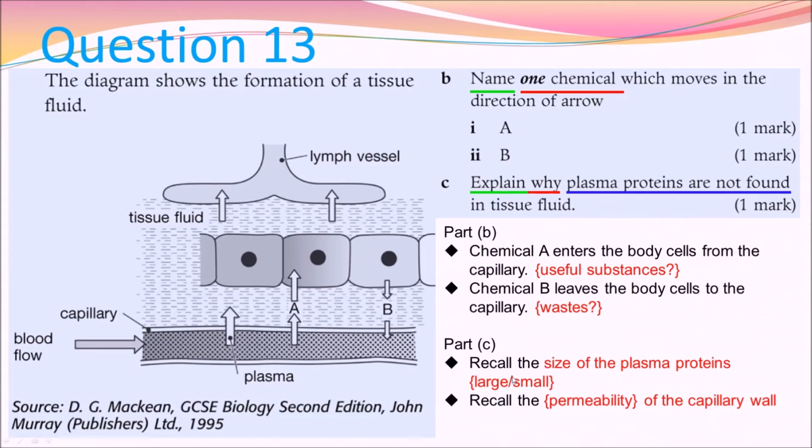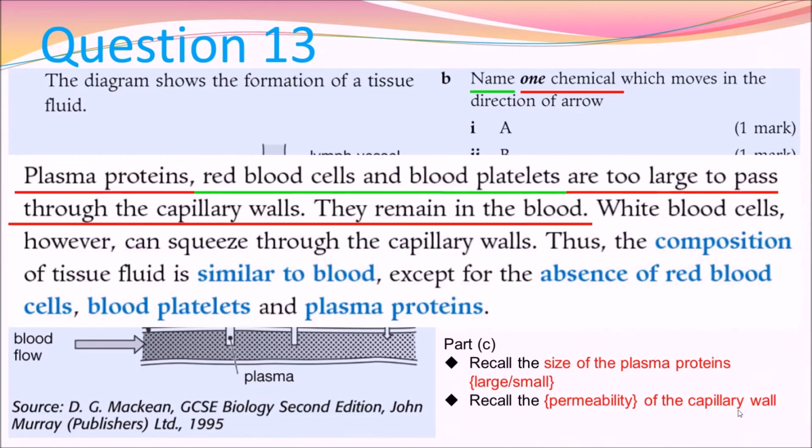So I just want you to recall the size of the plasma protein, large or small, and that makes it unable to go out of the capillary. And also recall the permeability of the capillary wall. We talked about differential permeability in MC. Something big cannot go out, but something small can go out. So recall the size of the plasma protein. It will be a very easy idea to know the answer, and actually you can find it in the textbook.